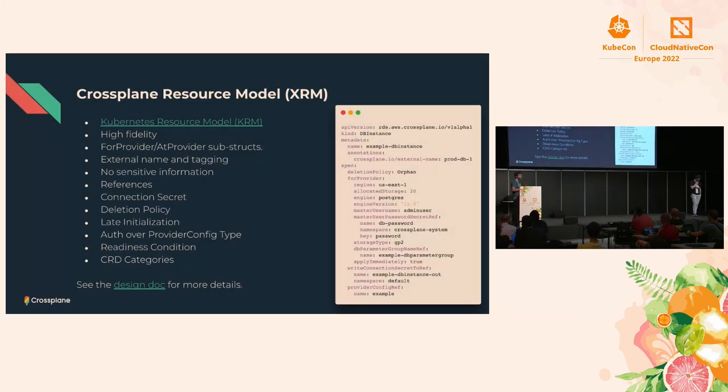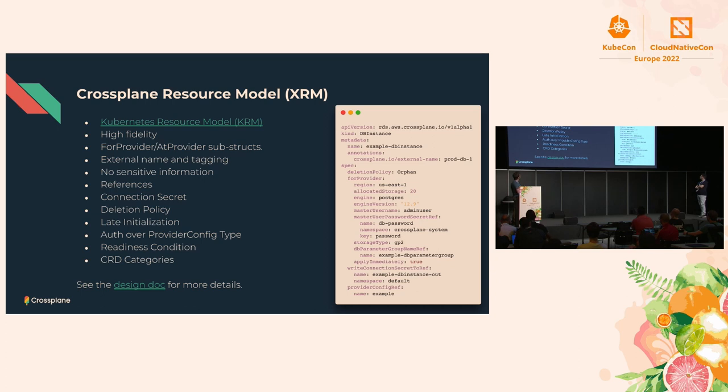The Crossplane Resource Model. I think this is the crux of Crossplane providers, and the reason you would develop a Crossplane provider as opposed to a standard Kubernetes controller. This resource model is based on the Kubernetes Resource Model, KRM, which you can take a look at after the session, which is a ball of text with API conventions, references, optionality, metadata, and everything.